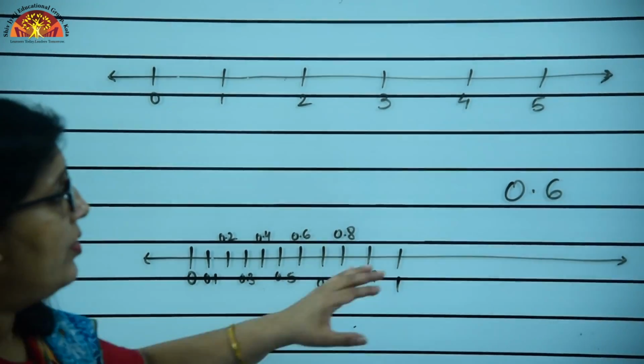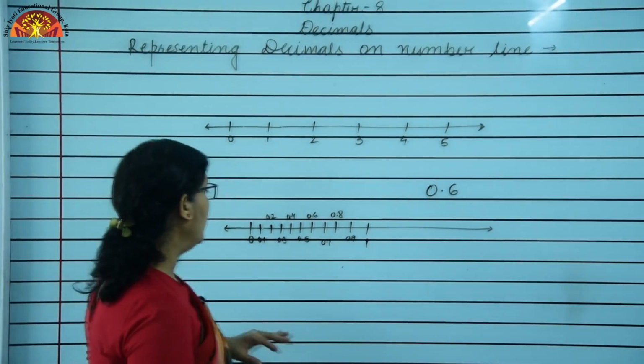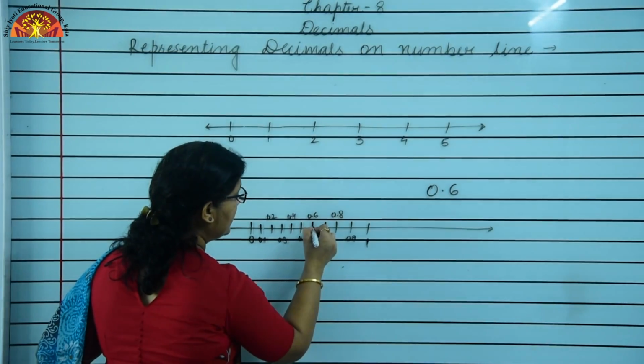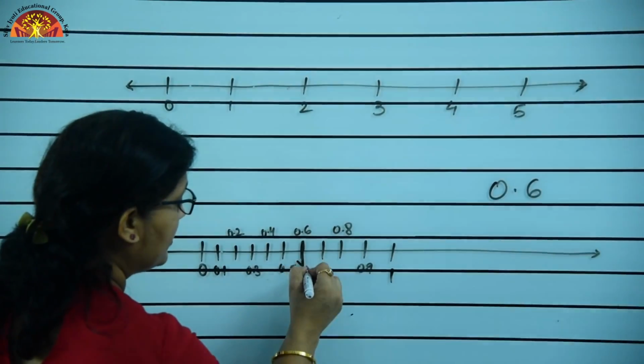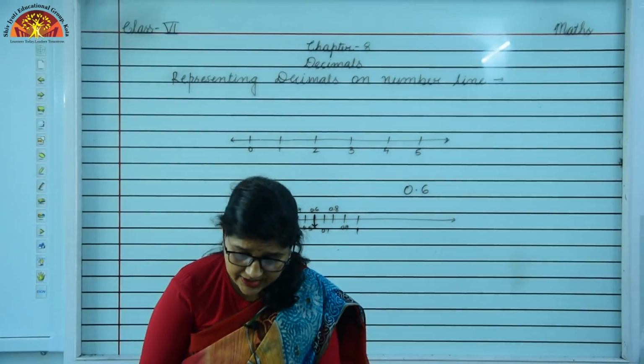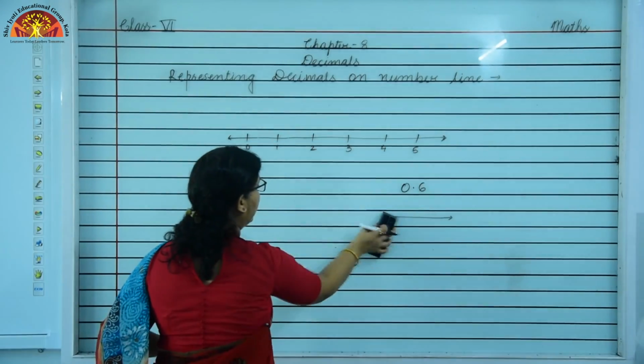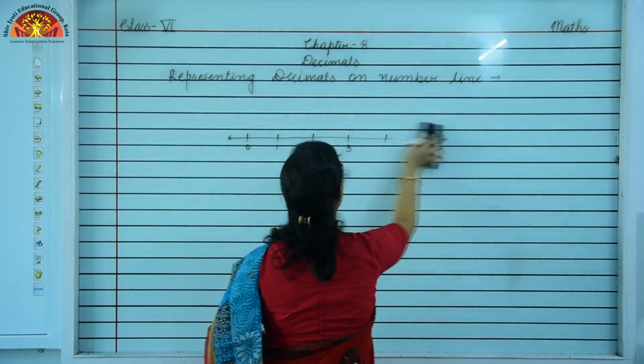Understood? Now 0.6 we want to represent on the number line. So where is 0.6? This is 0.6. Understood? Now students, the next topic is fractions to decimals. How do we convert fractions to decimals and decimals to fractions?